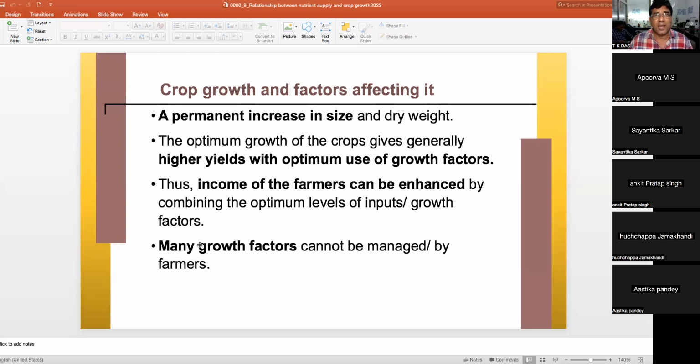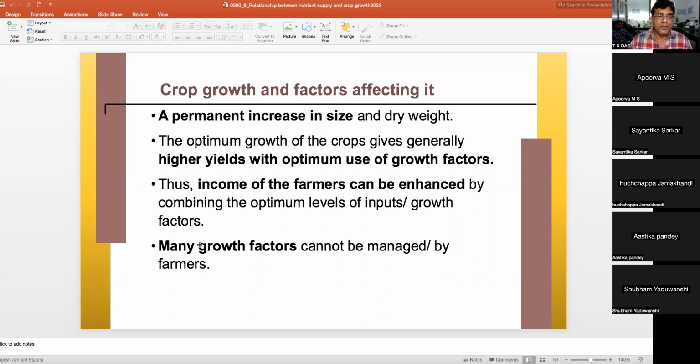And if growth is in excess, that means that will be wasteful application of the nutrients, unnecessary application of the nutrients if it is not optimum. Because you know that at excess growth, you may not get better profits. The crops can be susceptible to several biotic stresses if you have excess growth. So we need optimum growth. So income of the farmers can be enhanced by combining the optimum level of the inputs.